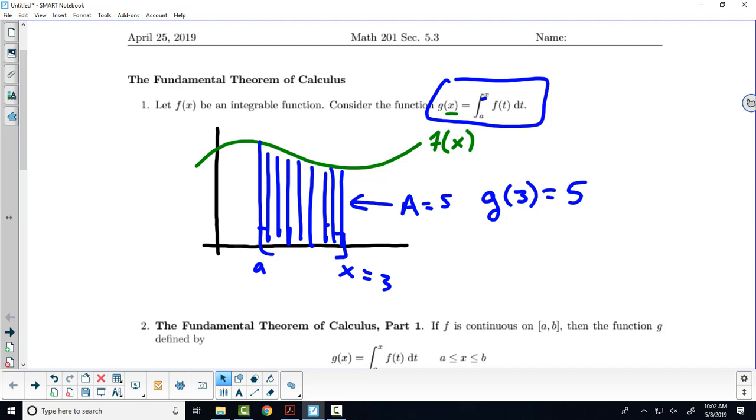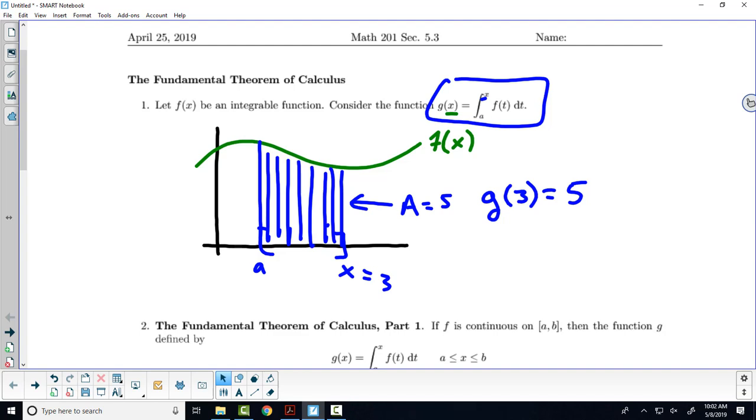So now here's the question, and this is the fundamental theorem of calculus. How does the area change as I slide x back and forth? It changes based upon what? The shape of the graph. The shape of the graph of f. Exactly. It changes based on the shape of f.